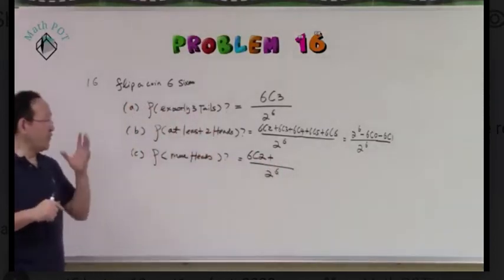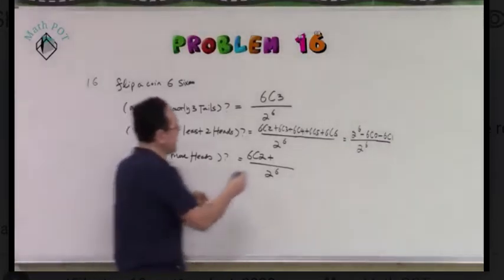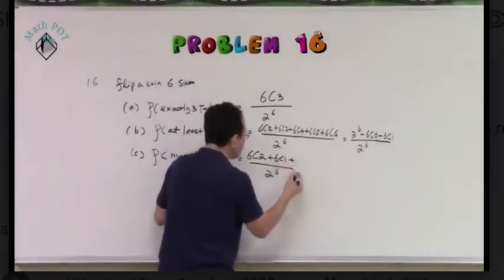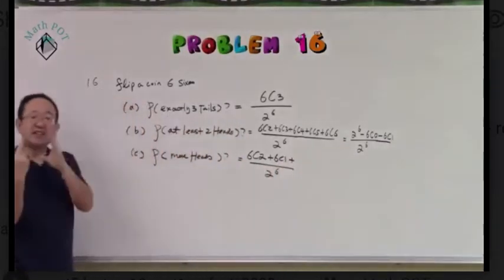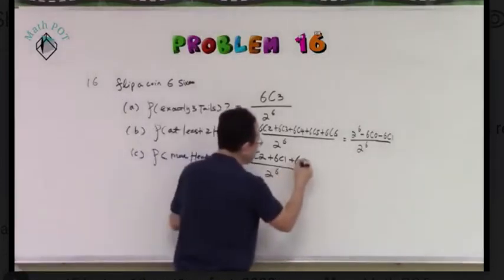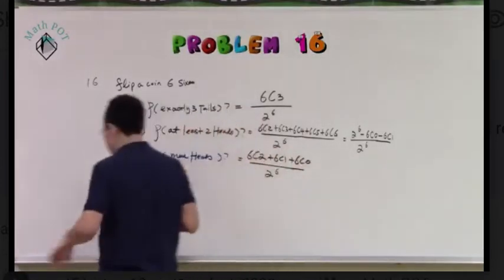So the next one could be what? 5 heads, 1 tail. It's nothing but 6 C1. So the next one is 6 heads, 0 tails. It's nothing but 6 C0. Of course, evaluate that, and that is the answer.